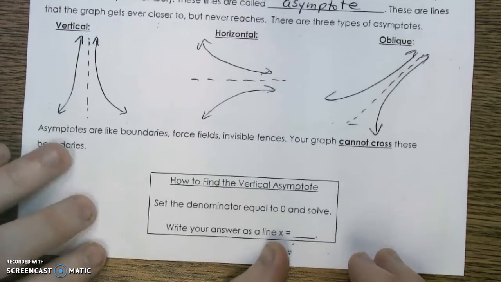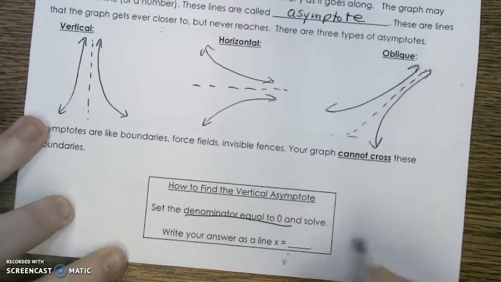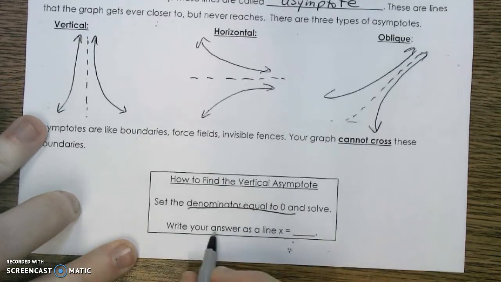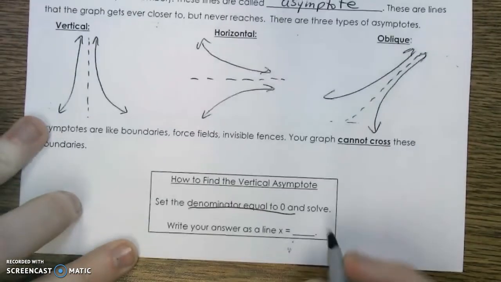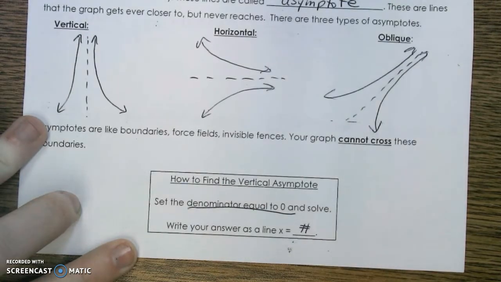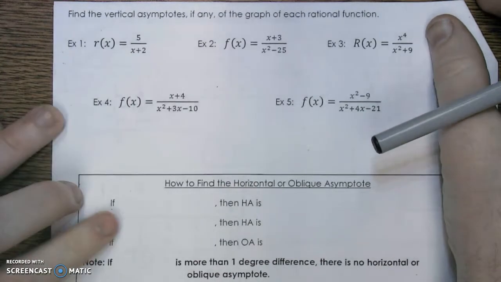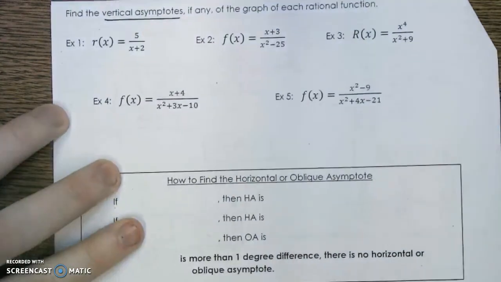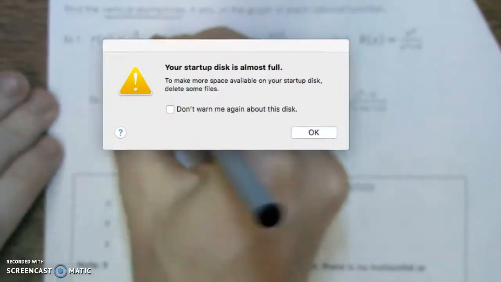So let's talk about vertical asymptotes, which we have discussed before. So vertical asymptotes is when the denominator equals 0. And you'll always write your answer as a line. So like x equals some number is your vertical asymptote. So we're going to look for vertical asymptotes in the first set of examples here. So here we're just looking for vertical asymptotes. So we're just going through and setting the bottom equal to 0.